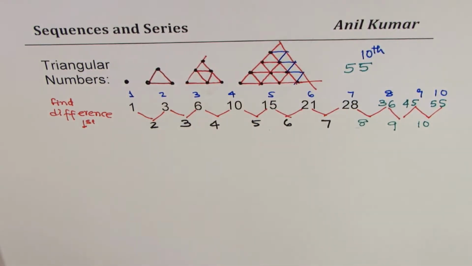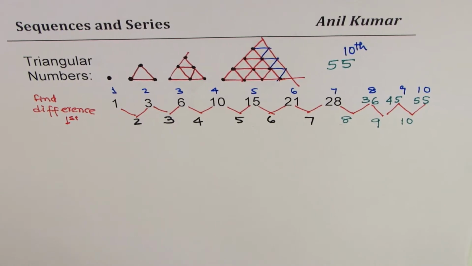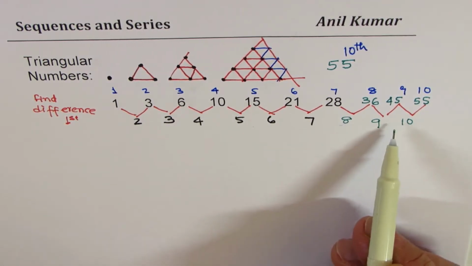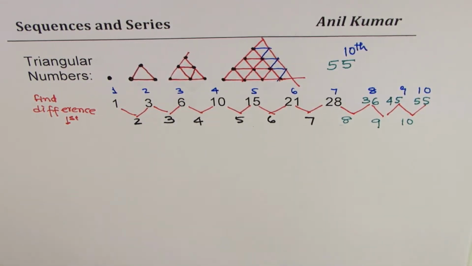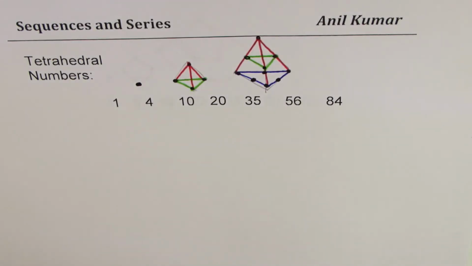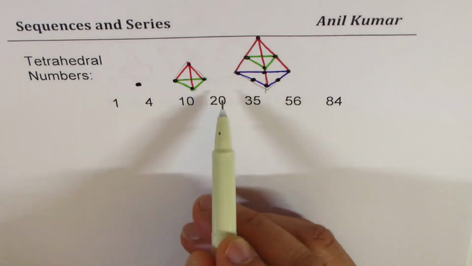Is that okay? So have a good look at it. So simple to find the 10th number. From the first difference, we found a pattern, and that is increasing numbers by 1. And if you keep on adding, you get your series. You got the idea, correct? Now let's look into the tetrahedral number series. And now you know first how to create it.